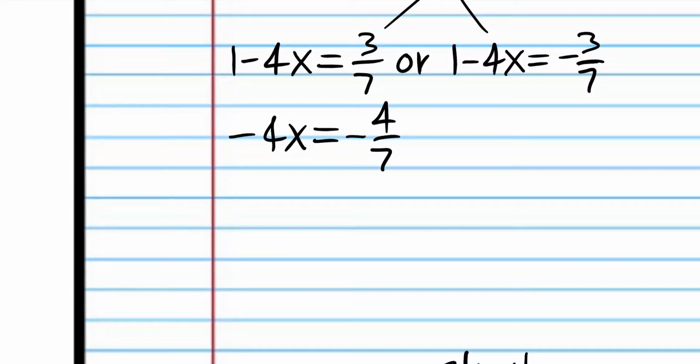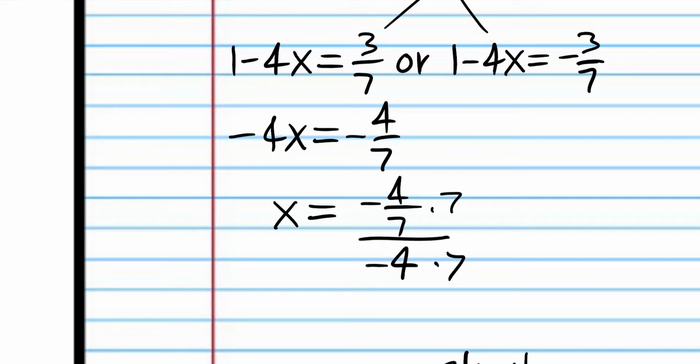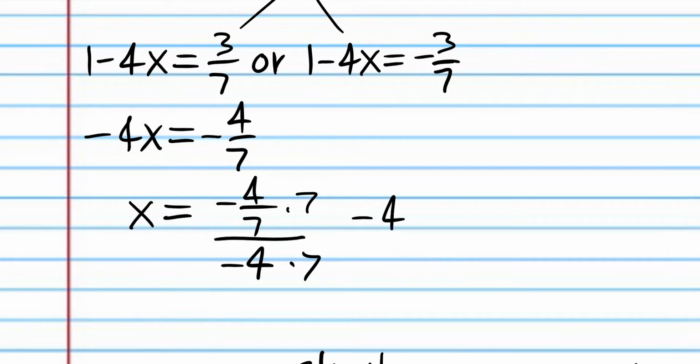Now there's two ways you can do this. You can write negative 4 over 7 over negative 4. That's a complex fraction. And then you can multiply both sides by 7. That cancels out the 7 on the top, and you get negative 4 over negative 28, which reduces to 1/7. That's one way to do it.